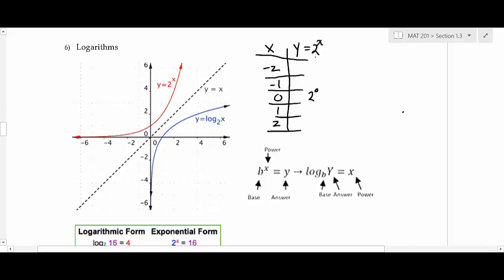What's anything to the 0 power? That's 1, okay? What's anything to the first power? Itself, okay, so that's 2. And then 2 to the second, of course, that's 2 times 2, so that's 4, okay?